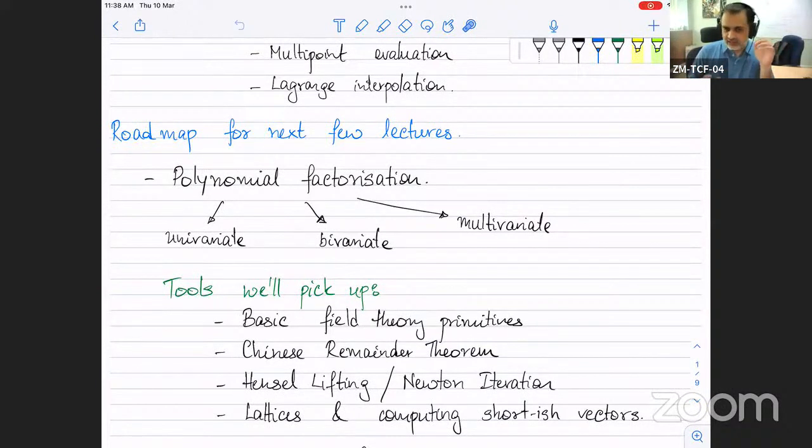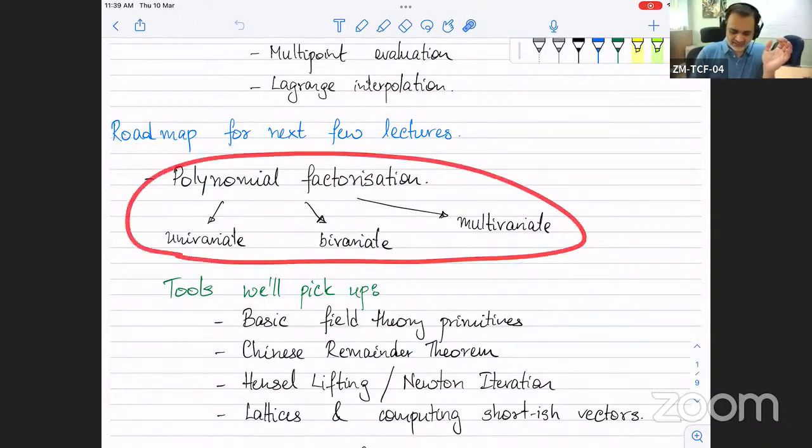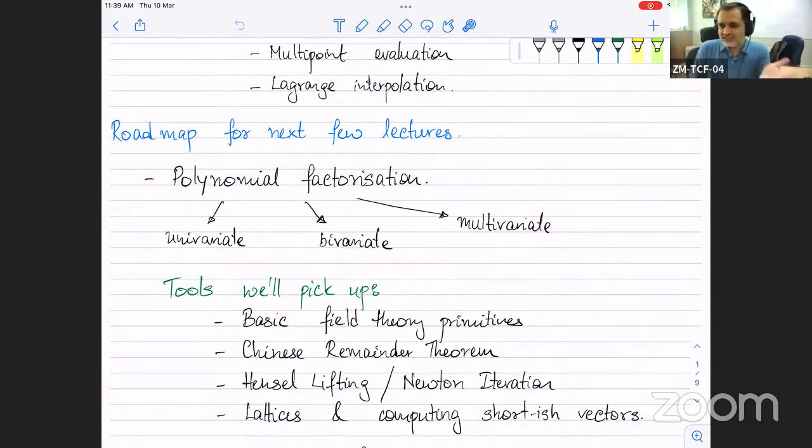And then at some point we will start looking at lattices and computing shortish vectors in a lattice and so on. And so those are all the tools that we will need to do polynomial factorization. So as you can imagine, there's a lot to do here, but we're going to take it slowly and slowly build up and figure out what to do.